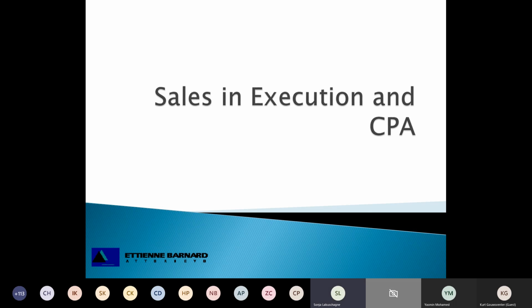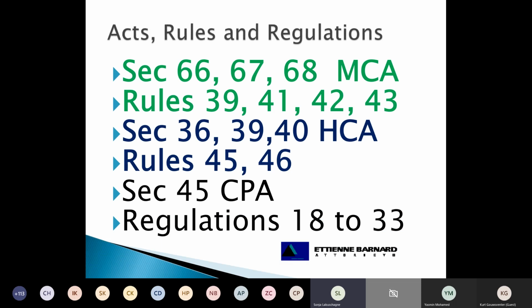The sale of execution must comply with the Consumer Protection Act. All right. Now you can see here all the acts, rules, and regulations. The green is the magistrate's court with the rules. The blue is the high court and their rules. And then the black is the Consumer Protection Act. So make sure when you do this, it complies with the rules, the sections of the act, and the CPA. All right.